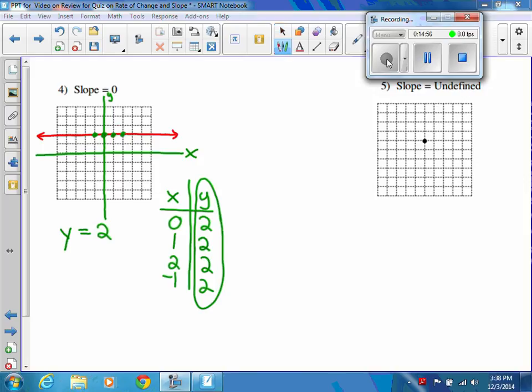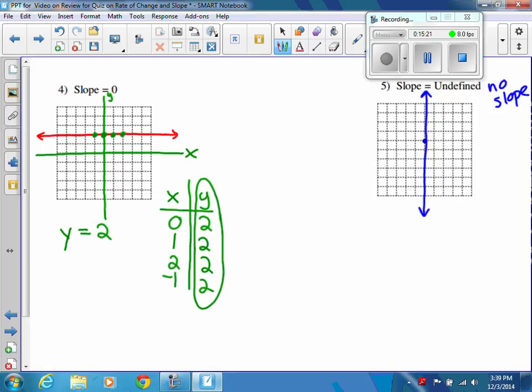Okay, when it's undefined, it means I'm going to have a vertical line. So I have my point right here, and I'm going to make a vertical line straight through that point, right on the line there. And that is my graph for my undefined line. Sometimes they say no slope, but the more appropriate way to say it is undefined.